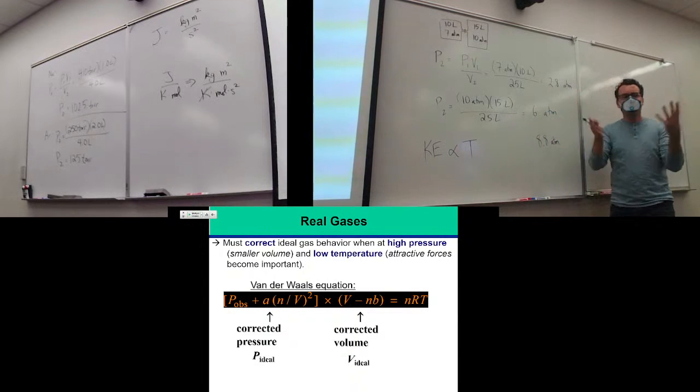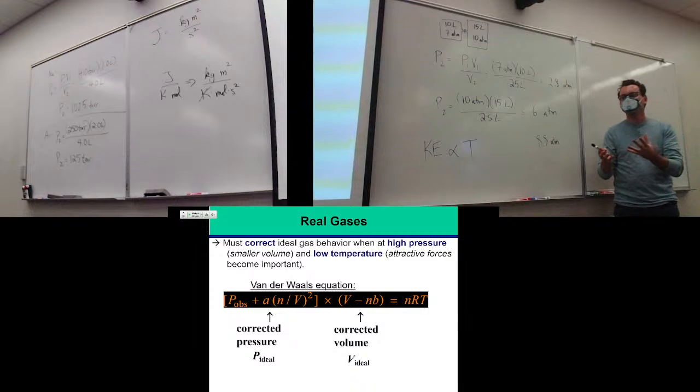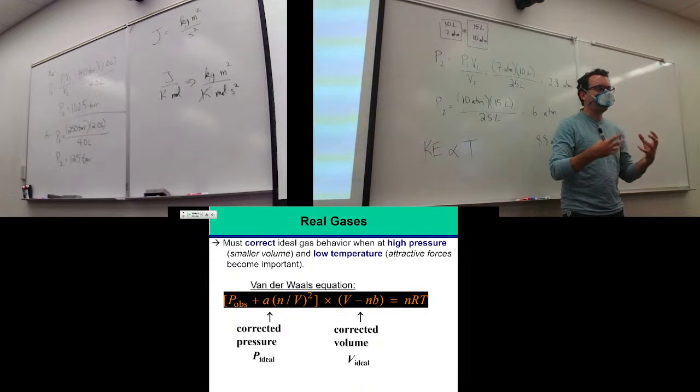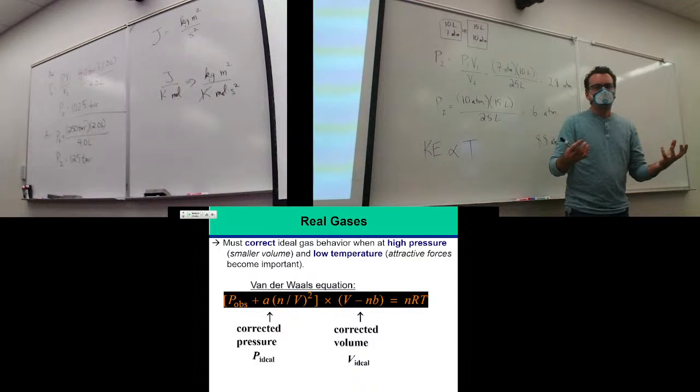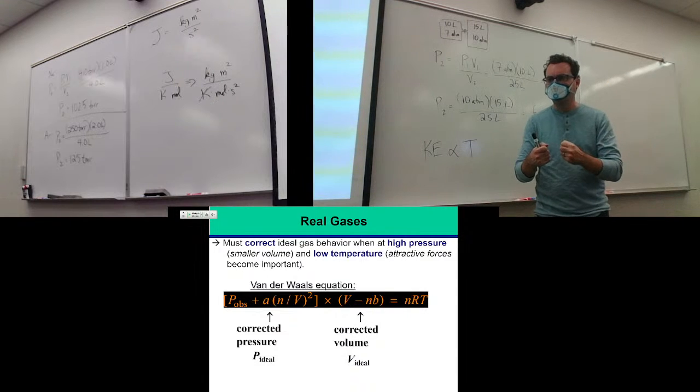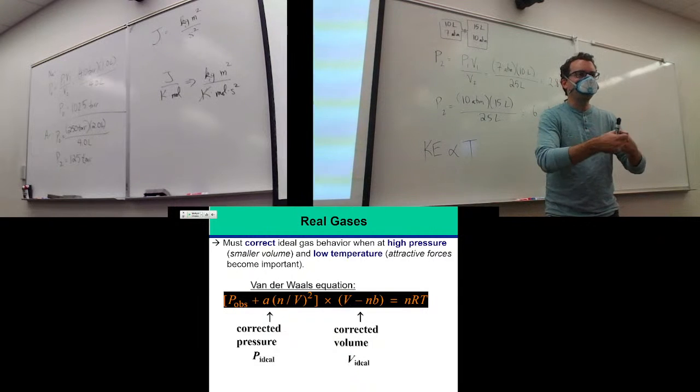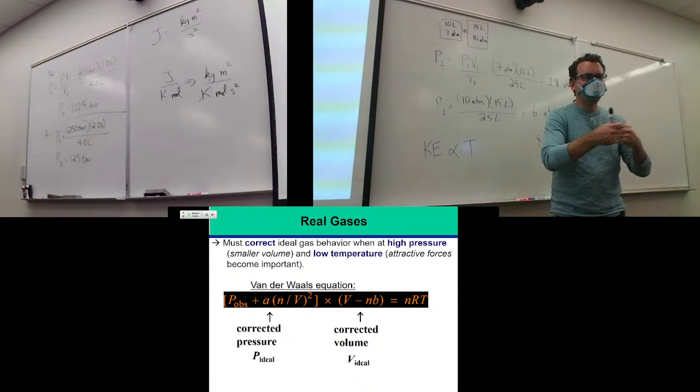So what happens when you're at super cold temperatures? If something is super, super cold, how fast is it moving? Pretty slowly. And if gases are moving really slowly and they get near each other, maybe the IMFs will start to play a role. They'll start to be attracted to each other.